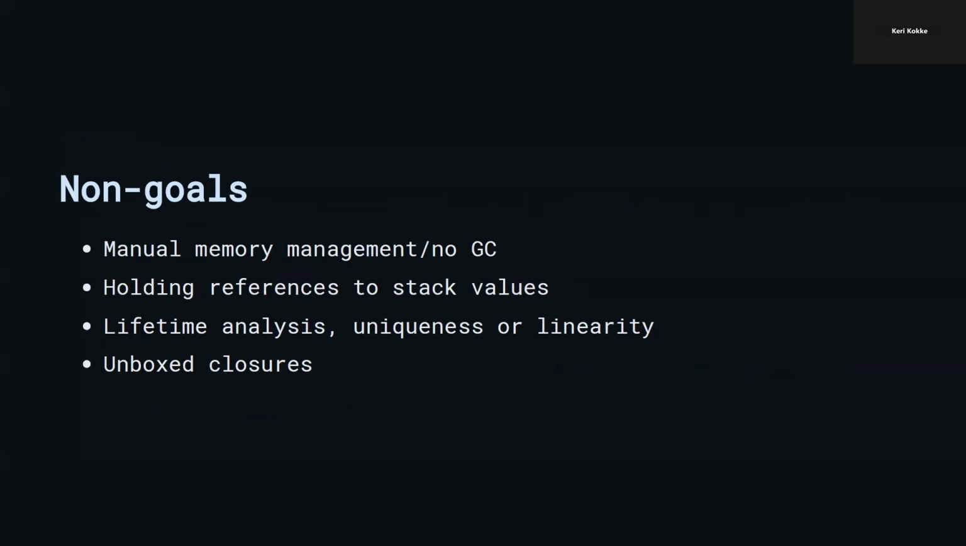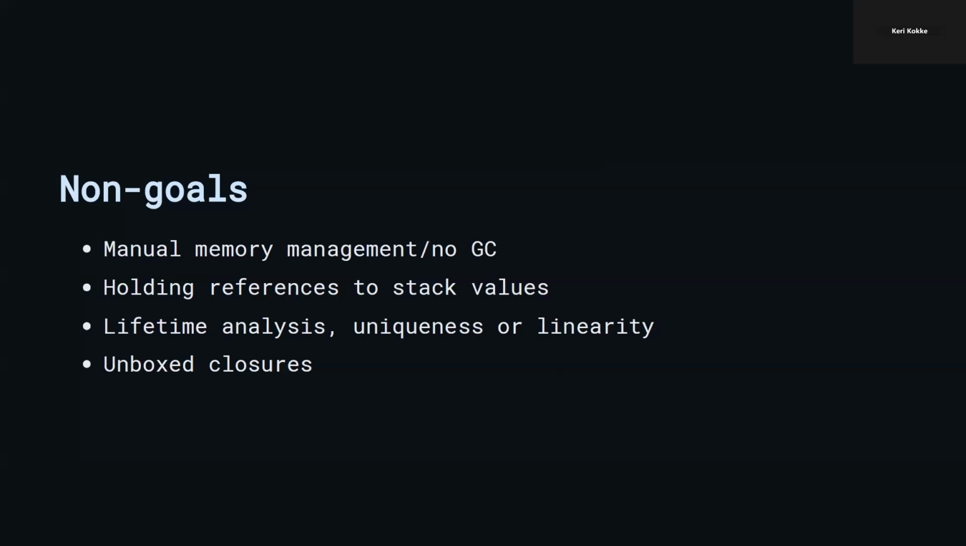Okay, so those are the goals, and there are some non-goals. We're not really going to tackle manual memory management. So we're going to assume that we have some garbage collection scheme, because otherwise that would require us to have some kind of notion of resources, and that gets more complicated. And similarly, we're not going to be worrying about holding references to stack values, because that will have to involve things like lifetime analysis, and maybe it'll involve things like uniqueness or linearity, for example, in languages like Rust.